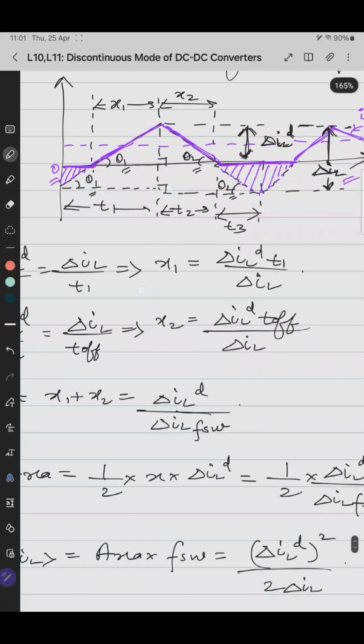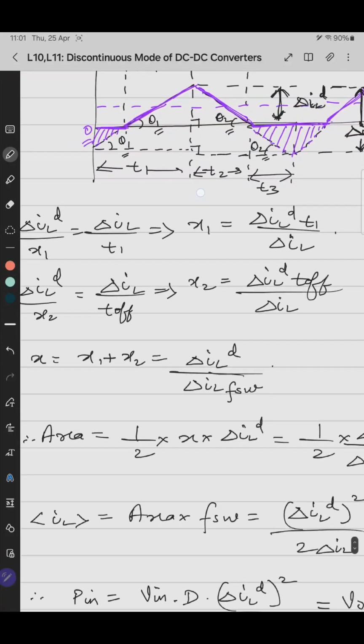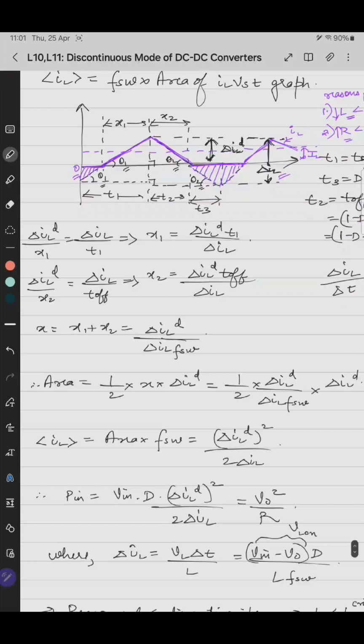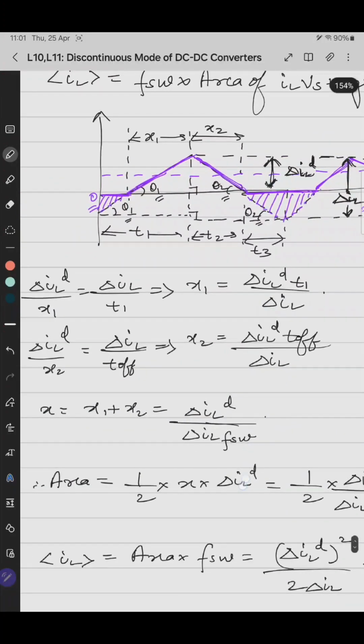So we can use tan theta is opposite by adjacent. So tan theta1 is what? Delta ILD by x1, which is also equal to delta IL by T1, because this time is T1. T1 is equal to T on. And this is T2 and this is T3. T2 plus T3 is what? T off. And T off is 1 minus D into T switching. T on is D into T switching.